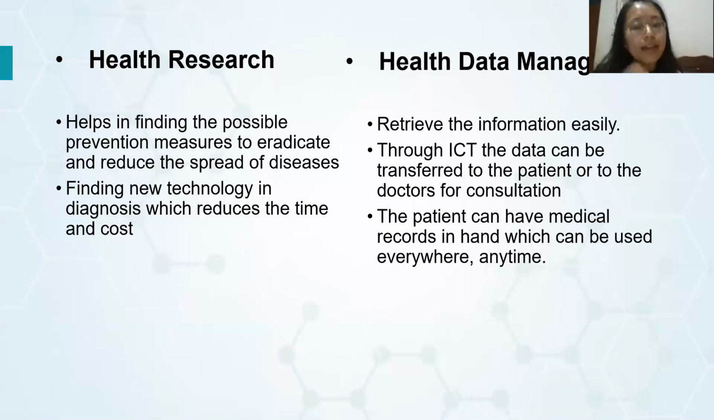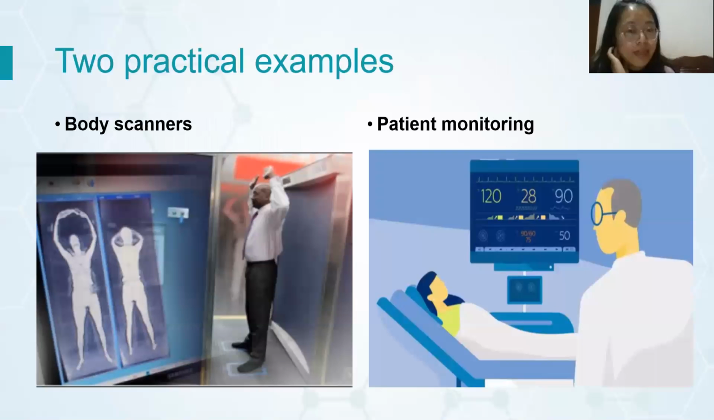And next, I'll simply show two easy examples. Next clip. There are two practical examples. The first is body scanners. The second is patient monitoring. How about the body scanners? Body scanners allow doctors to find and treat conditions such as tumors in their early stages, when the chances of treating them successfully are much greater.